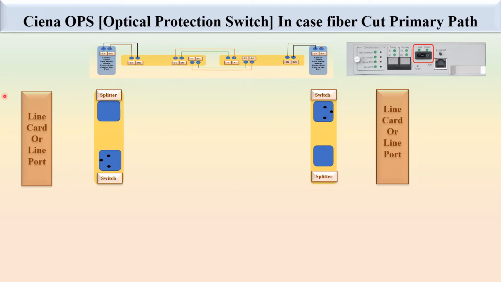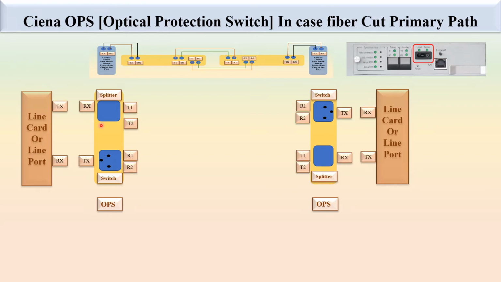So you can see here this is the line card or transponder card or any circuit pack optical component which we need to protect. This is the OPS. This OPS is always deployed in combination. Here these are the ports TX RX, T1 T2, R1 R2, this R1 R2, this T1 T2, this TX RX and this RX TX.